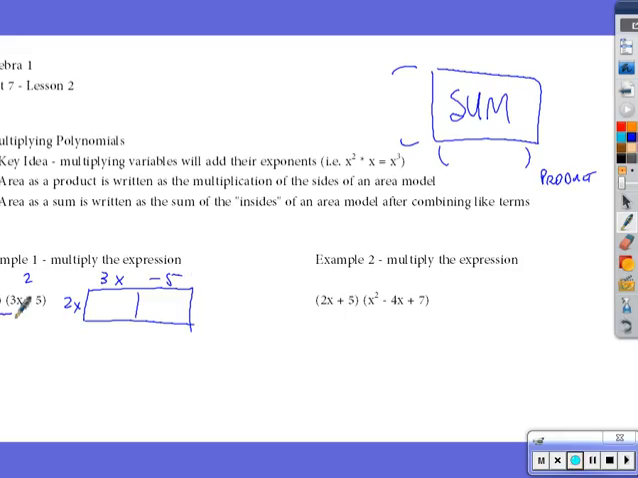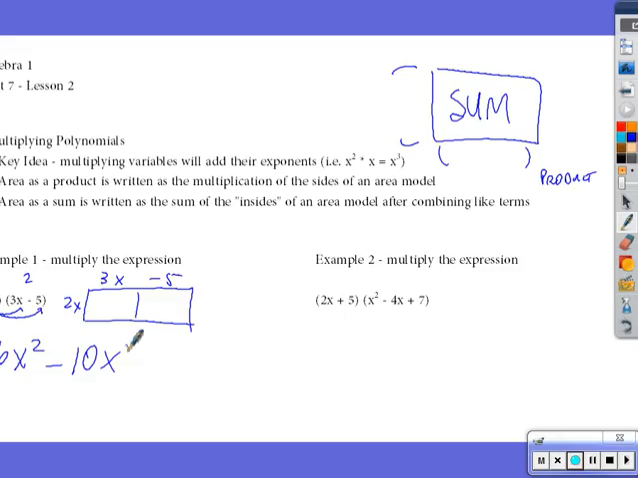Or we can just use distributive property. But just remember, you got to distribute to everything. Okay? Same exact process, just two different models to set it up. So here we end up with 6x squared minus 10x.